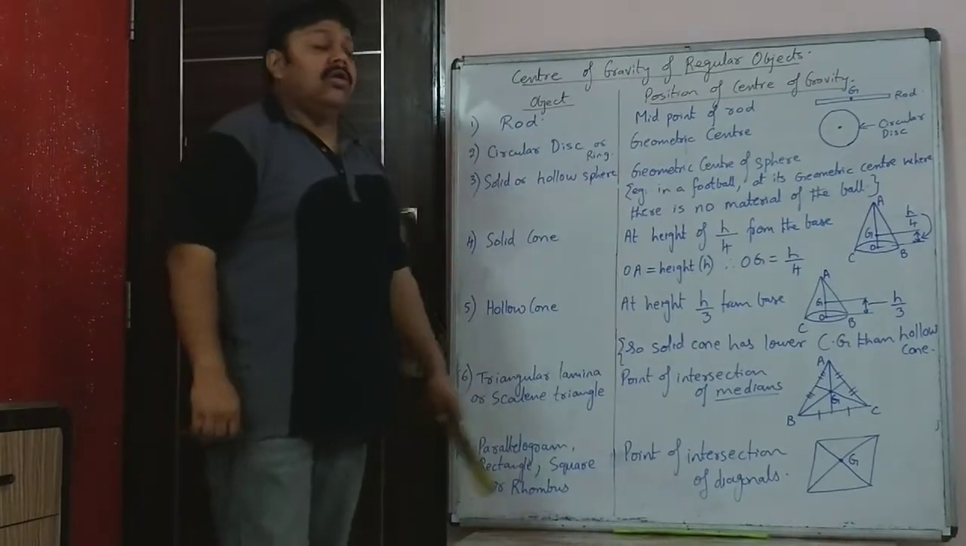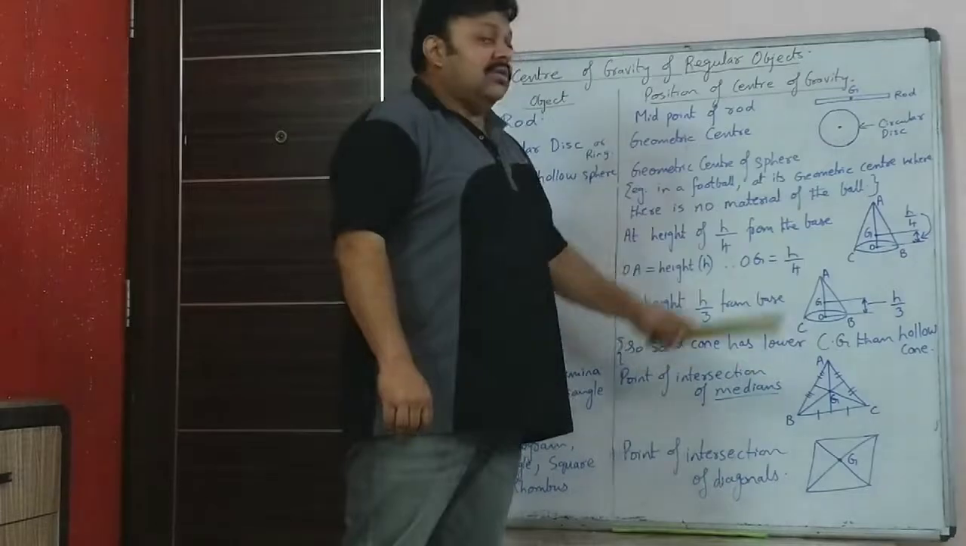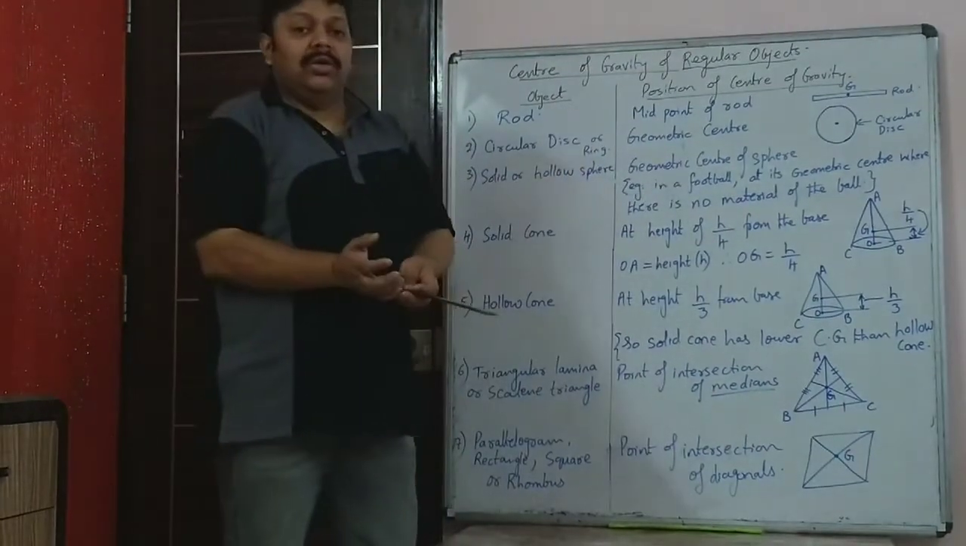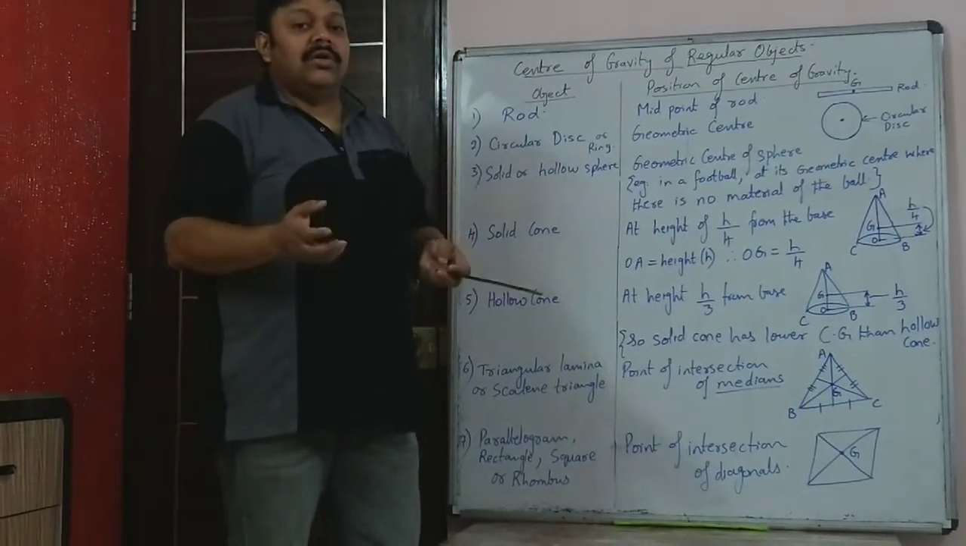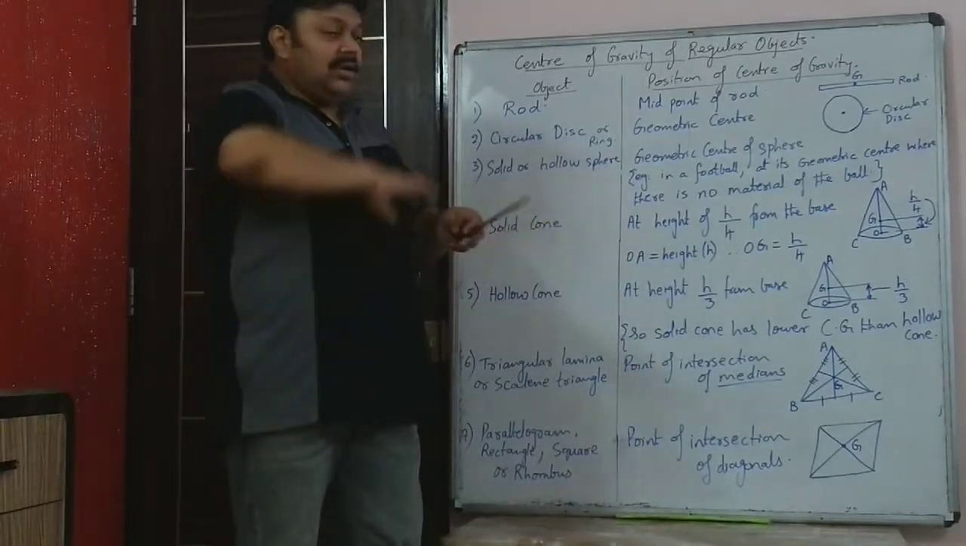Solid or hollow sphere. The geometric center of the sphere. Sphere means your football. It is not a disc, it is not a ring. Disc is flat, football is round.